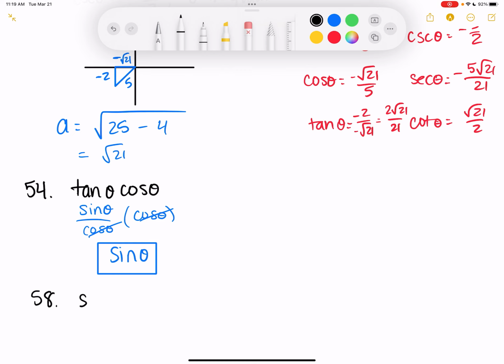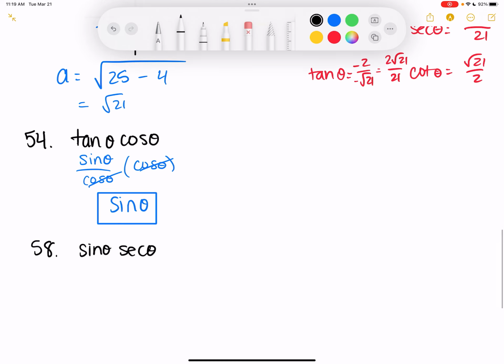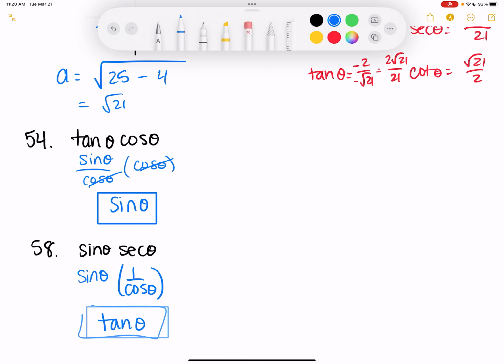58. Sine of theta times secant of theta. So I always first look at what can I rewrite. Rewrite secant as what? 1 over cosine. Sine of theta times 1 over cosine of theta, which is going to reduce down to what? Sine over cosine, which is tangent. Yep. I'm okay with you skipping that step and just saying it's tangent.